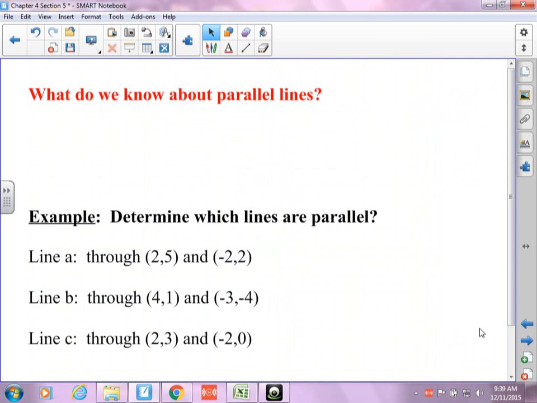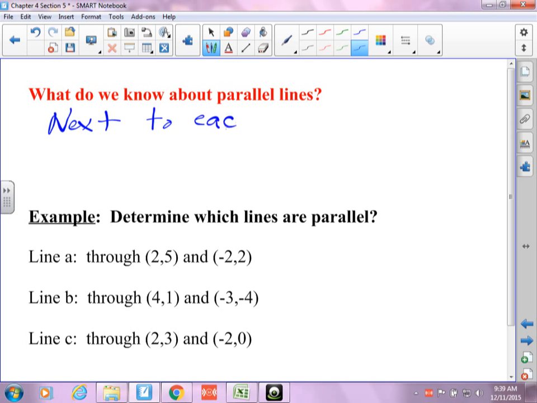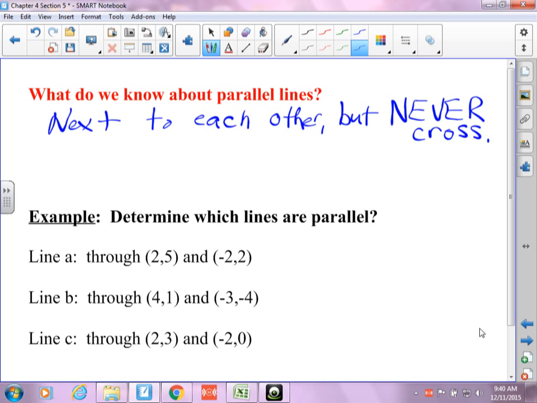Let's talk a little bit about parallel lines. What do we know about them? Yes? They're across from each other. They're across from each other, meaning they're right next to each other. They're next to each other, but they never cross. Okay, so they're next to each other, but never cross or intersect, correct? Yep, that's one thing we know about it.